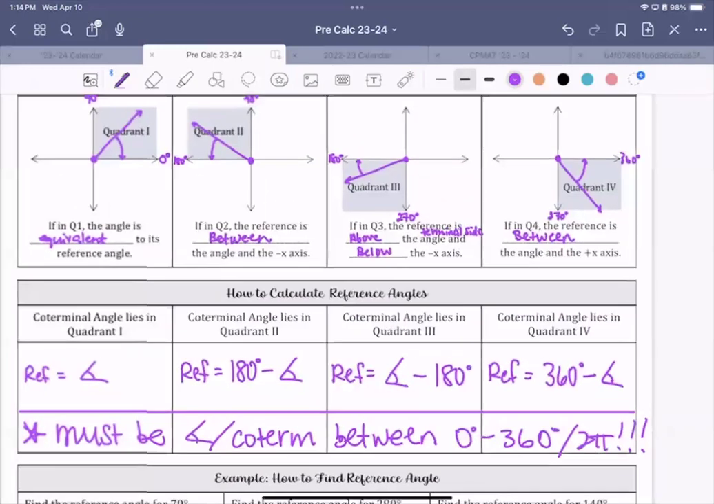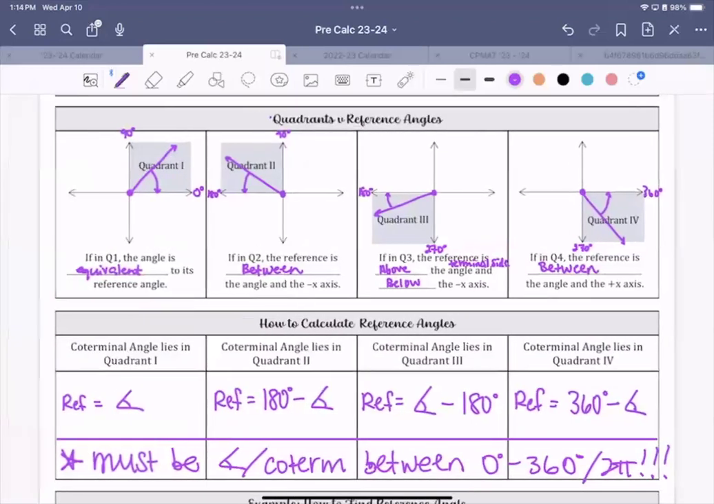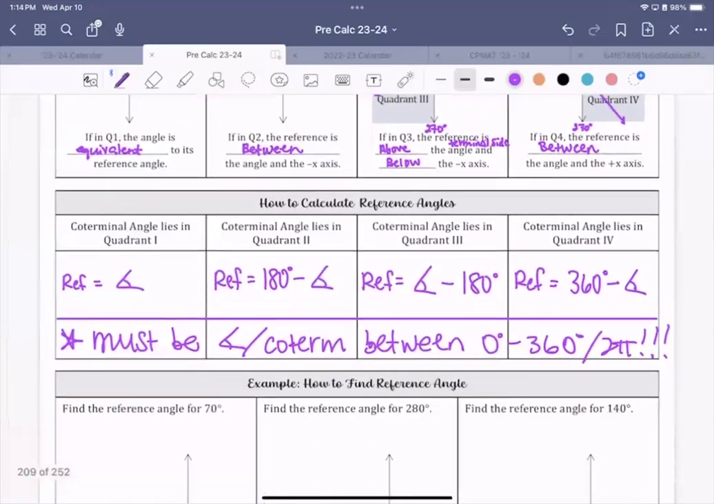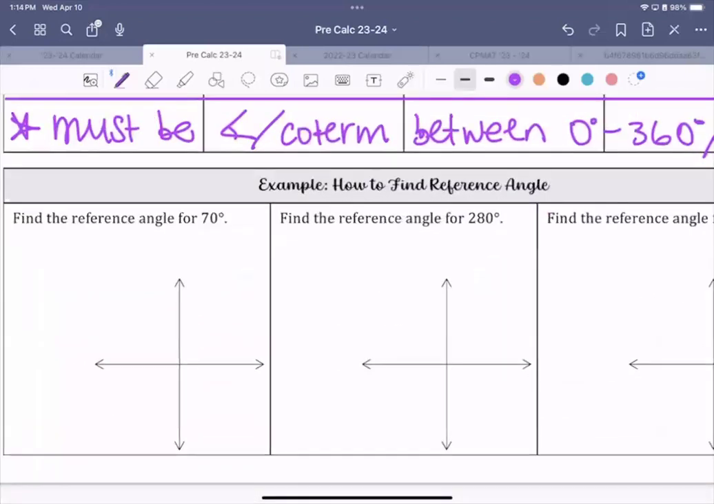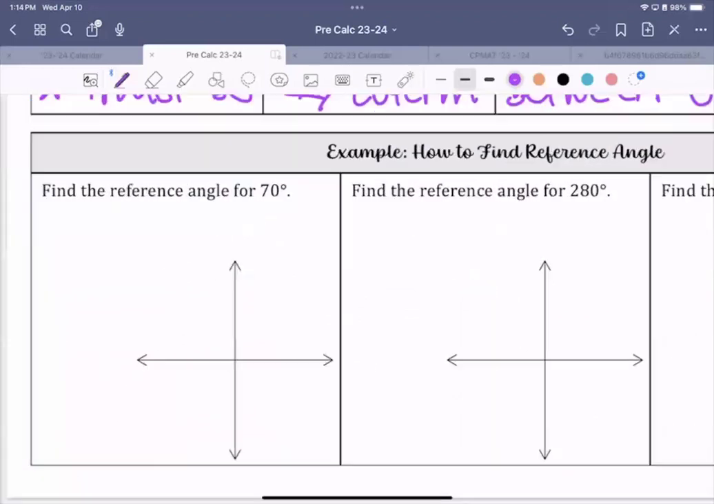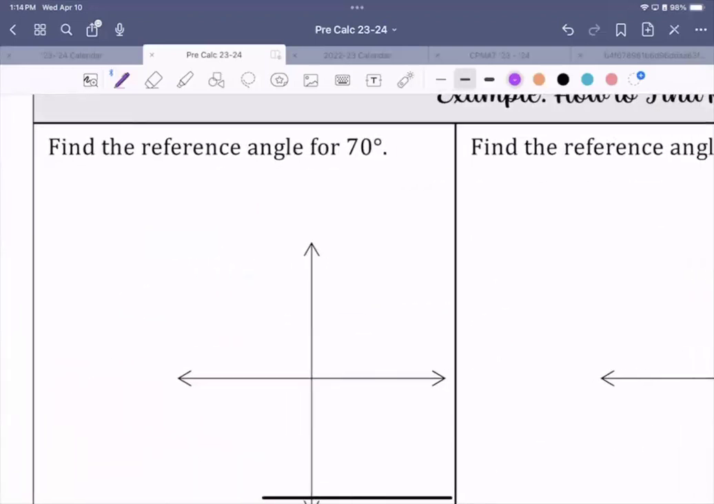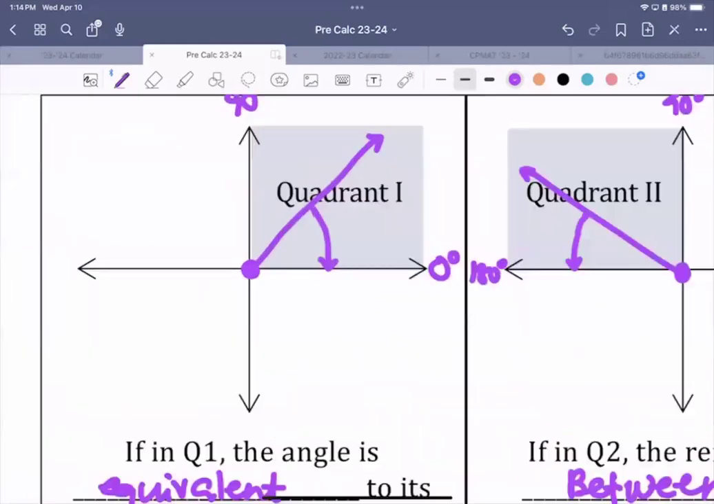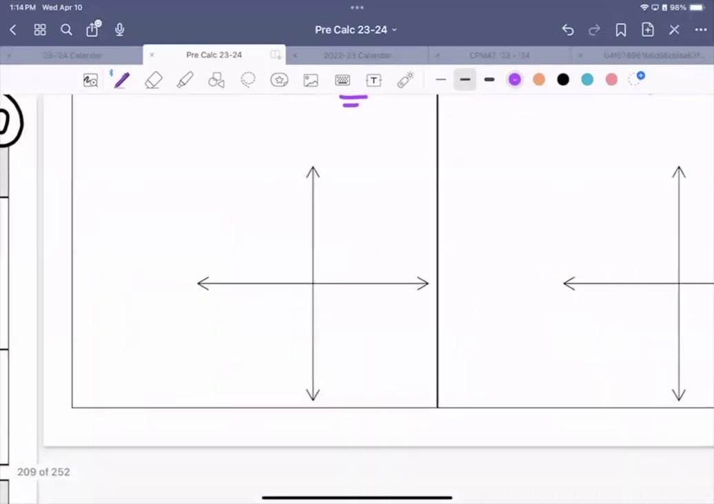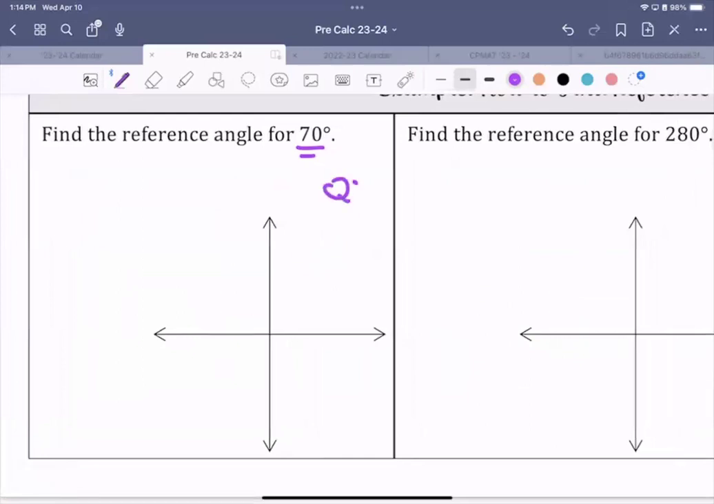Good. So this is a great, really good resource, this portion of the paper. Down here we have 3 examples. So we'll start here with reference angle 70 degrees. I'm starting with an angle of 70 degrees. If you look at your quadrants, that is in quadrant 1 because it's between 0 and 90. This is in quadrant 1.